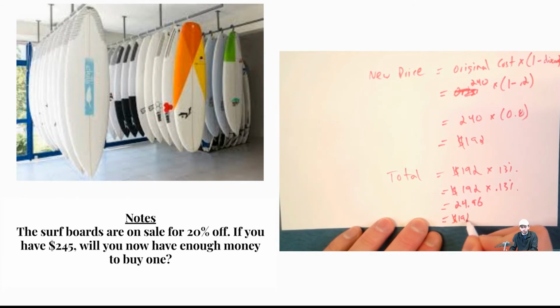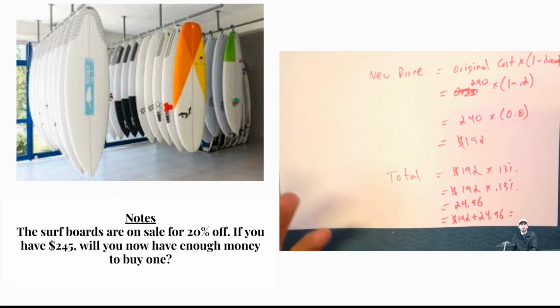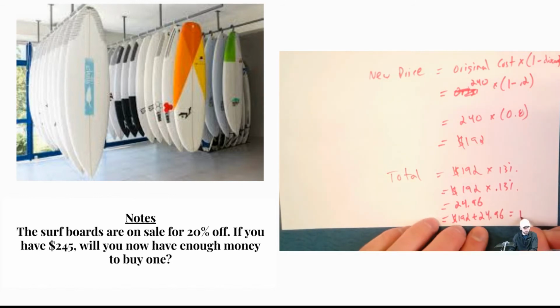So 192 plus 24.96 to get our total cost. 192 plus 24.96 equals, oh, that didn't work. It is going to be 216.96.